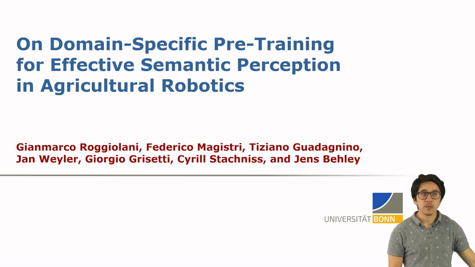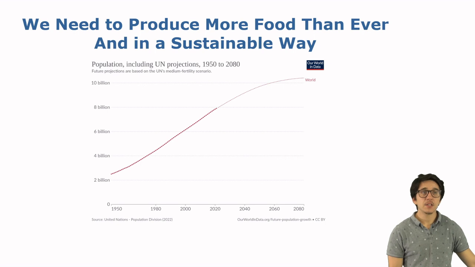Hello everyone, I am Roggiolani and today I will present you my work on domain-specific pre-training for effective semantic perception in agricultural robotics. In the last 70 years, the world population has grown from 2 billion to 8 billion people, and this number is only going to increase.